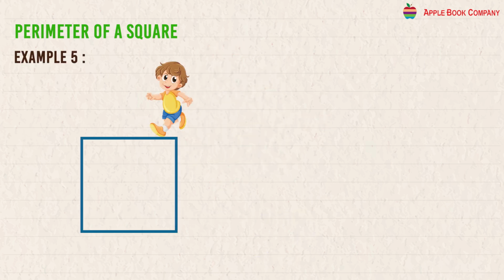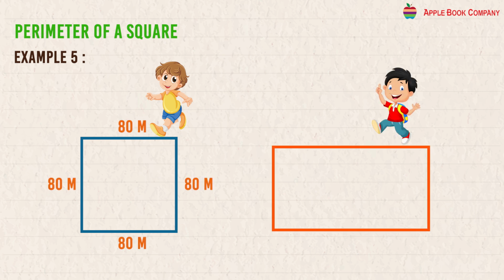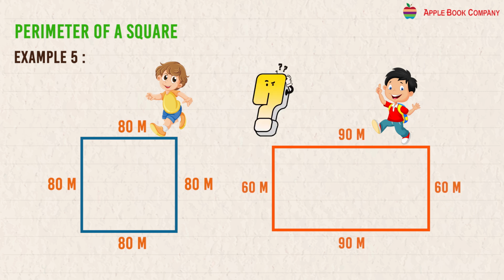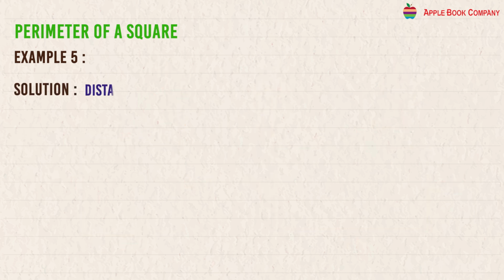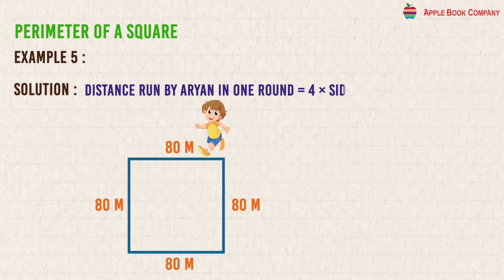Example 5. Aryan runs around a square field, length of each side of which is 80 meters. Mona runs around a rectangular field whose length is 90 meters and breadth 60 meters. Who will run more in 3 rounds and how much? Solution: distance run by Aryan in one round is equal to 4 into side, which is equal to 4 into 80 meters, equal to 320 meters.